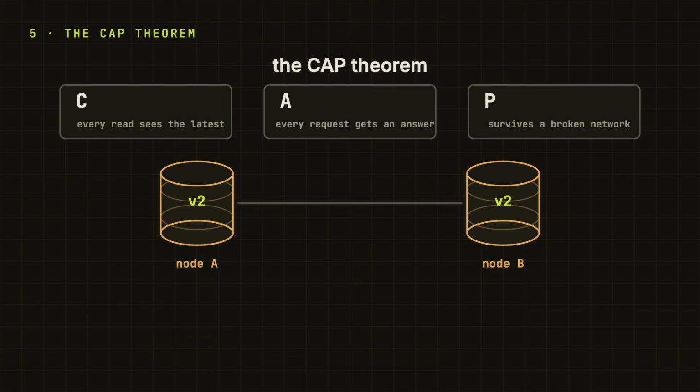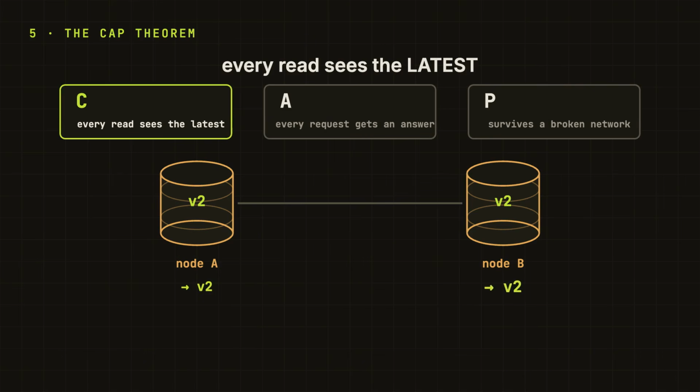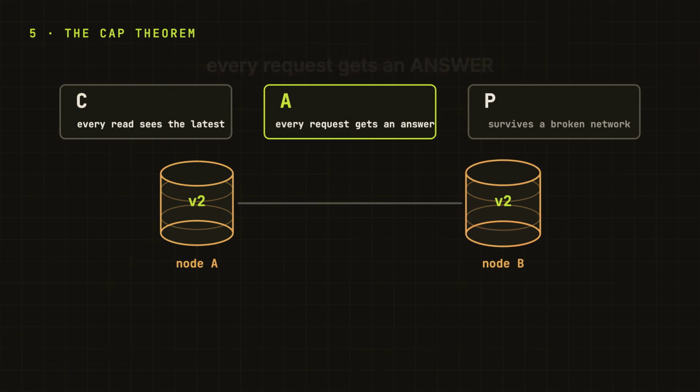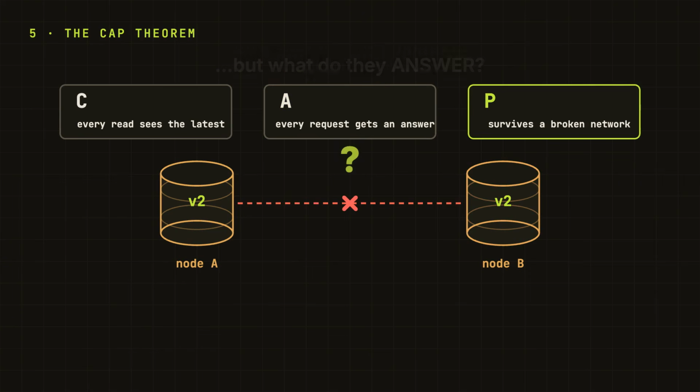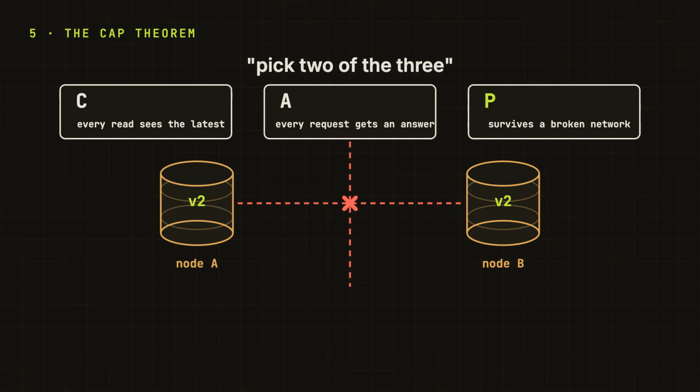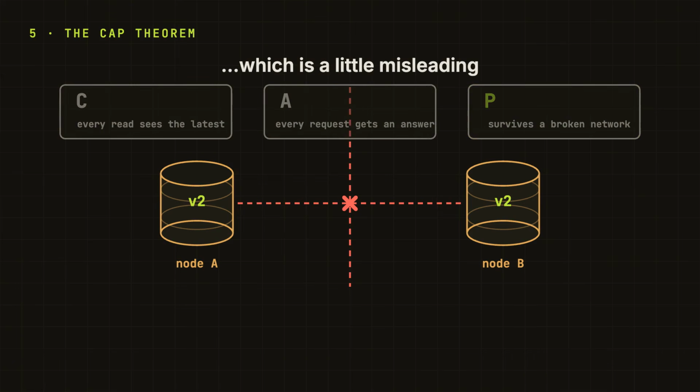It is three letters. C is consistency: every read sees the latest data, everyone agrees. A is availability: every request gets a response, the system is always up. And P is partition tolerance: the system keeps working even if the network breaks between the machines. Now, you will often hear the theorem stated as pick two of three, and honestly, that framing is a little misleading, and interviewers like when you know why.